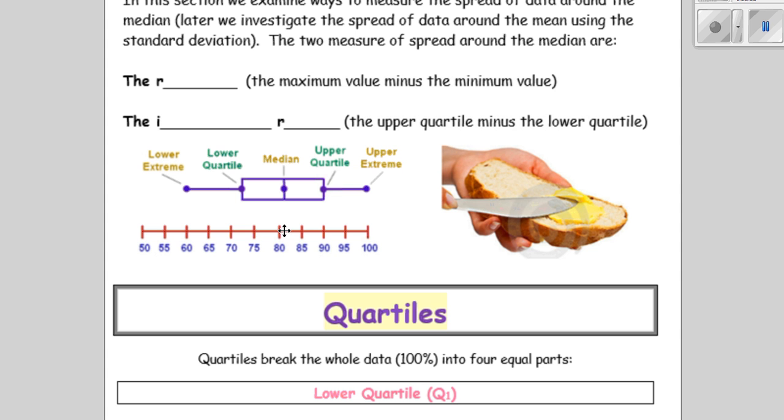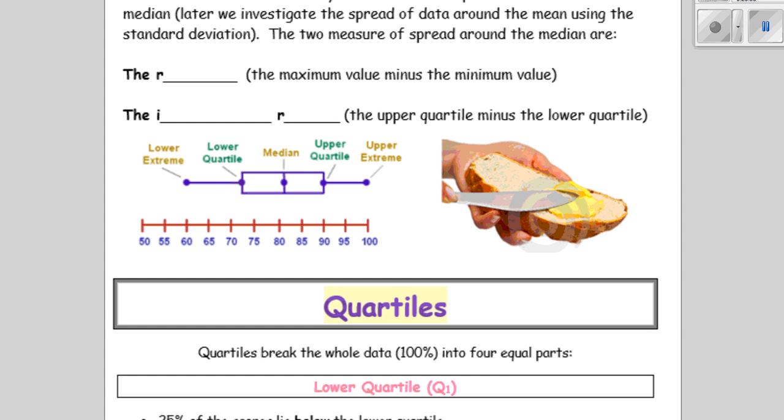Oh yeah, we better do that. So what is the maximum minus the minimum called? The range. Yeah. Denise, the upper quartile minus the lower quartile, although you said you didn't know what it was, is the interquartile range.